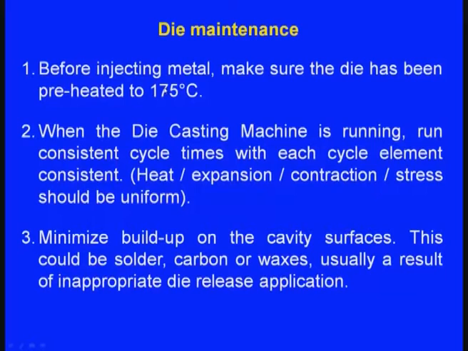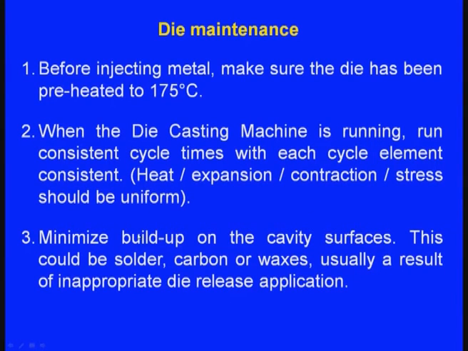Now, die maintenance. Before injecting the metal, make sure that the die has been preheated to 175 degrees centigrade. So, this is the first step in the die maintenance. When the die casting machine is running, run consistent cycle times with each cycle element consistent. Heat, expansion, contraction, stress should be uniform.